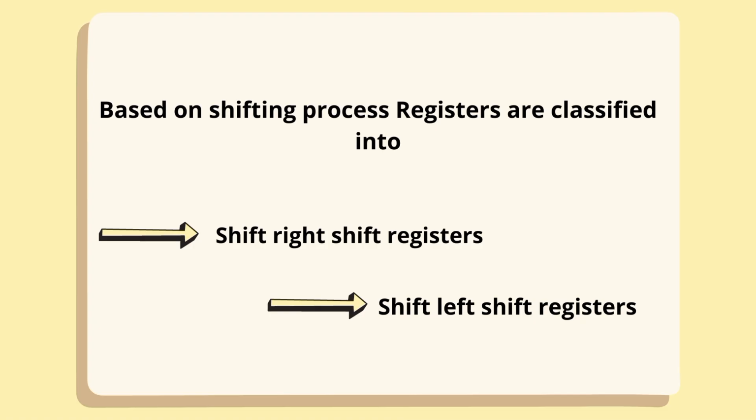Based on the shifting process, registers are classified into shift right shift register and shift left shift register. The register in which the input is given to the leftmost flip-flop and the stored value is shifted towards the right is called a shift right shift register. Similarly, if the stored values are shifted towards the left, it is called a shift left shift register.